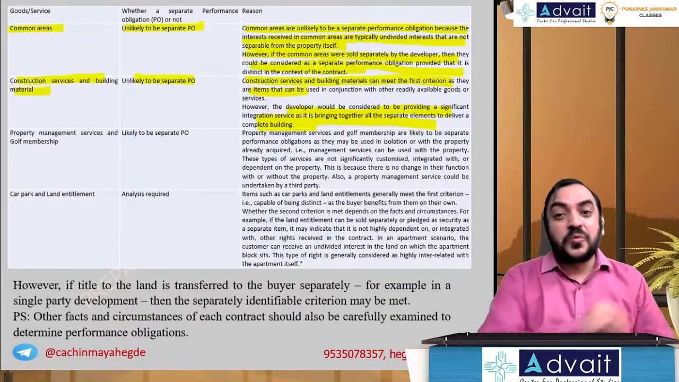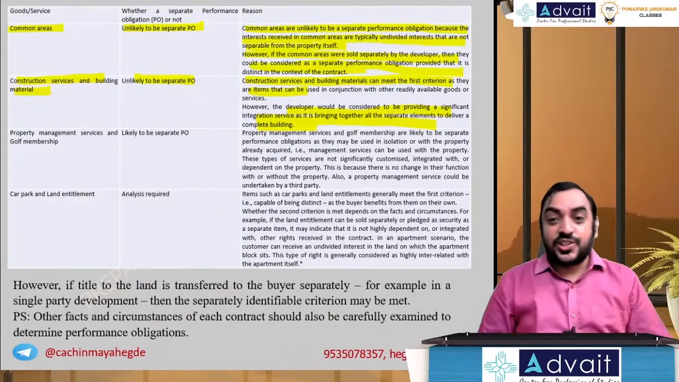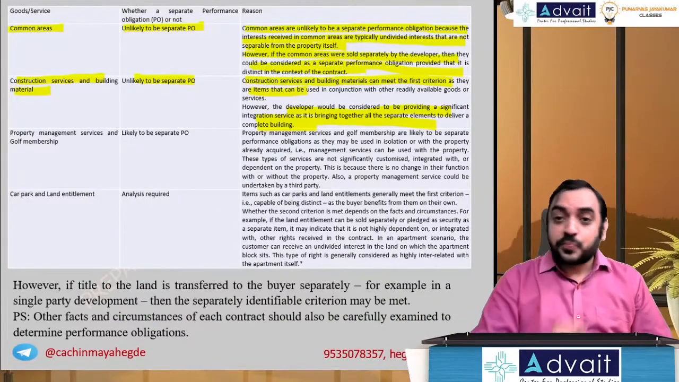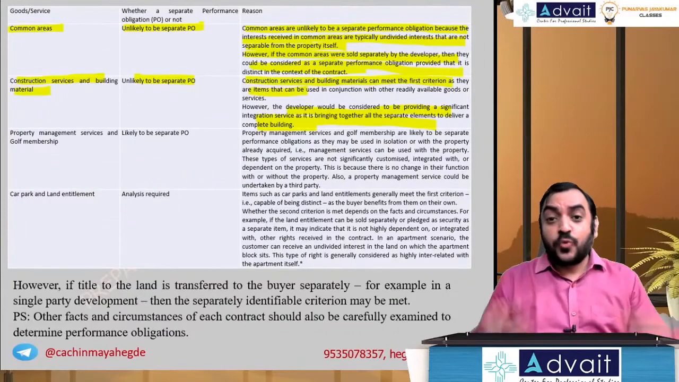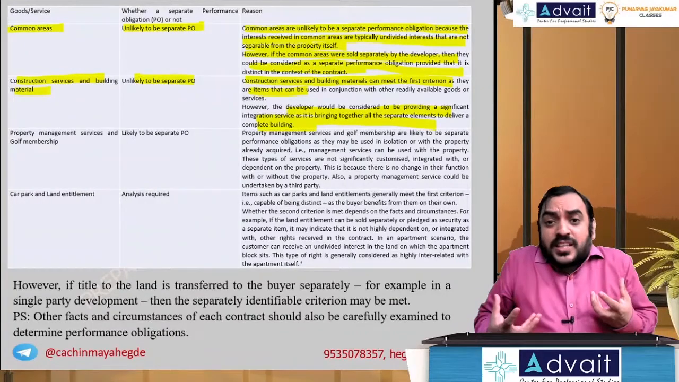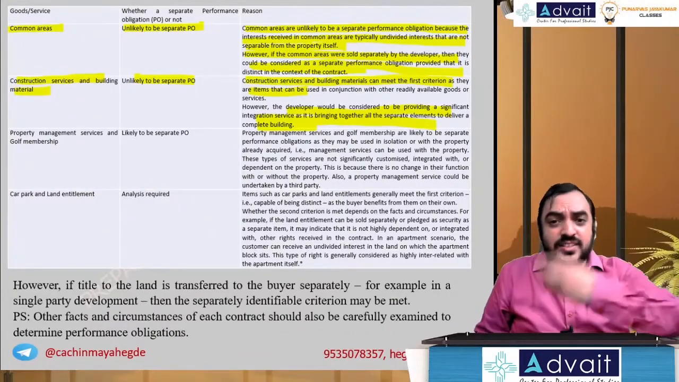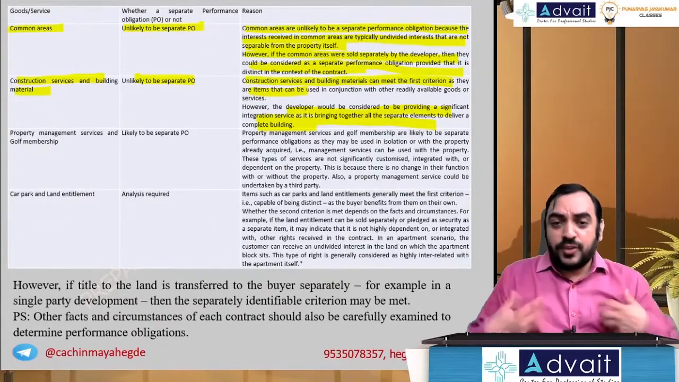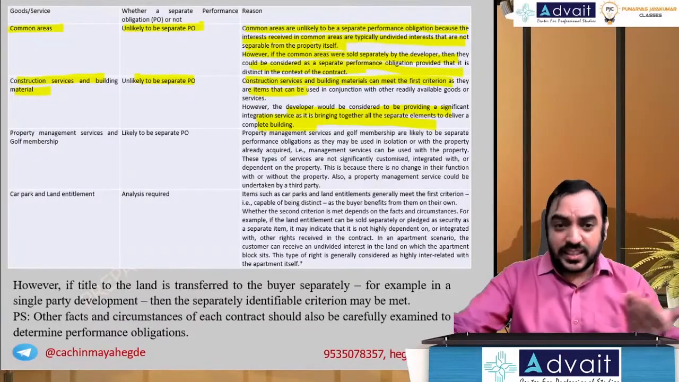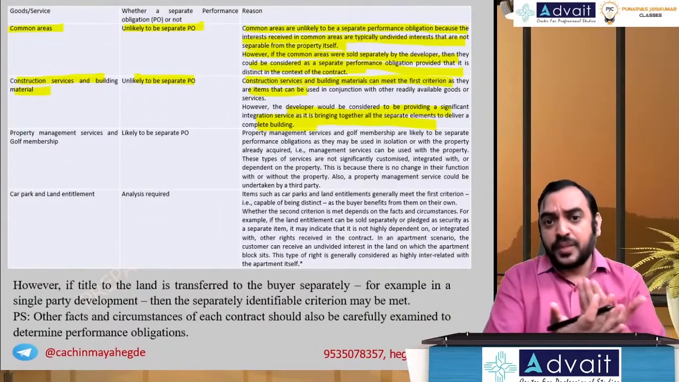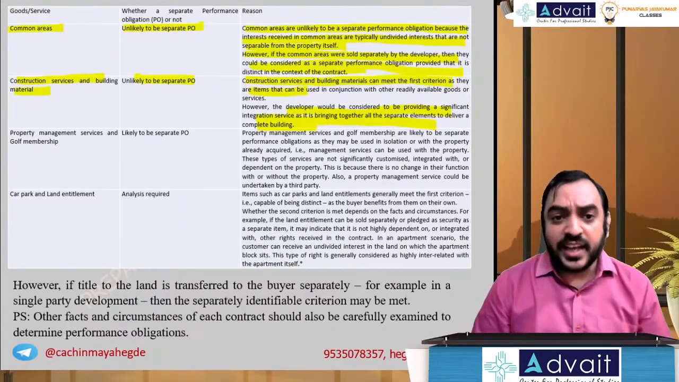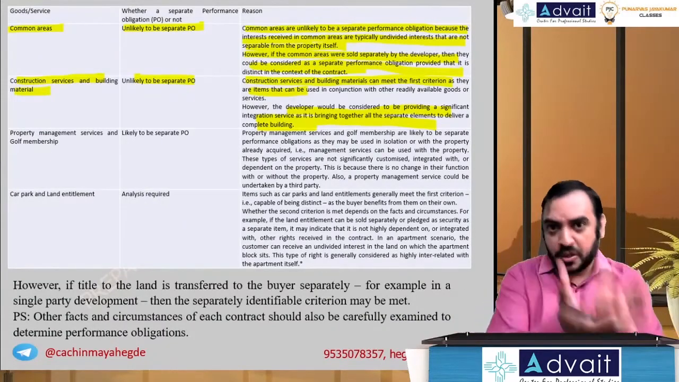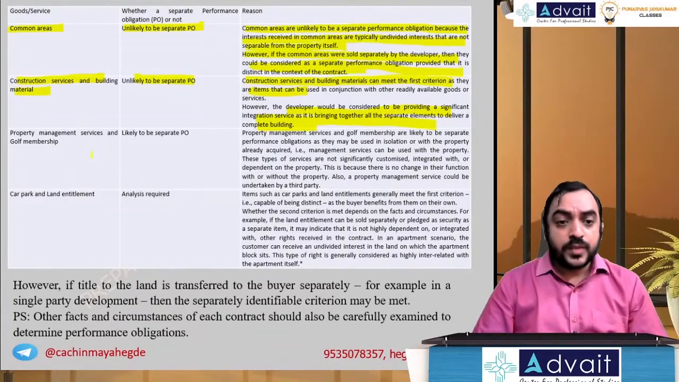But we should also look at one more point: significant integration, interdependency, customization. And what is customer expectation? Customer expectation is not to get the tiles, cement, sand separately. We want the house. So it is likely to be part of the performance obligation and unlikely to be a separate performance obligation. It is part of the same performance obligation.